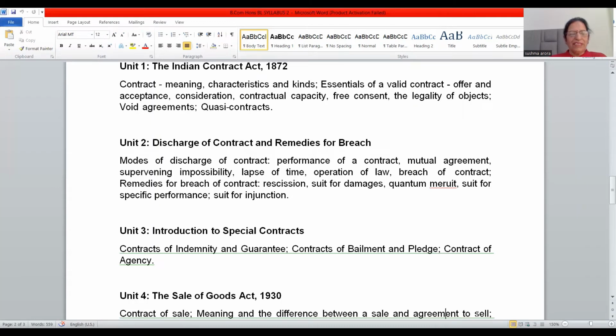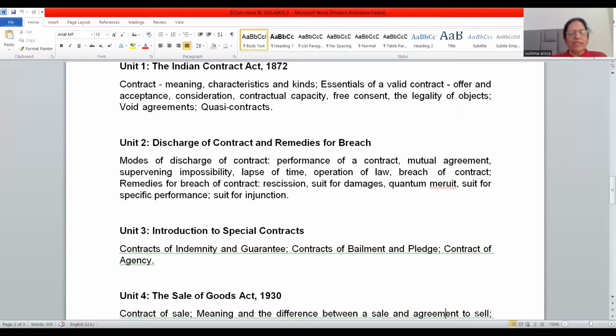Then moving ahead, friends, unit 3, which is introduction to special contracts. There are 3 special contracts here. One is indemnity and guarantee. Second is contract of bailment and pledge. And third is contract of agency. Okay, all these special contracts, how is the bailment different from pledge? How is the contract of indemnity different from guarantee?